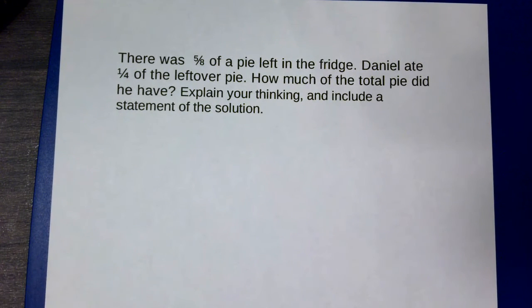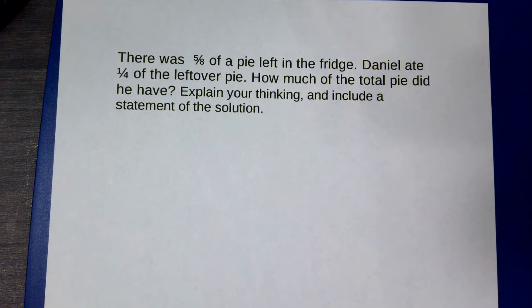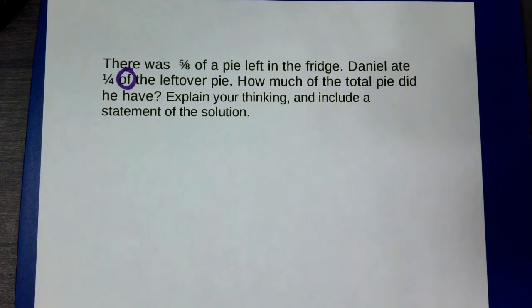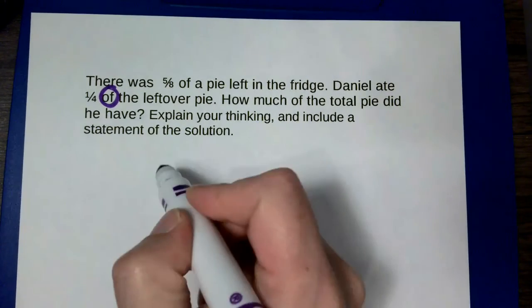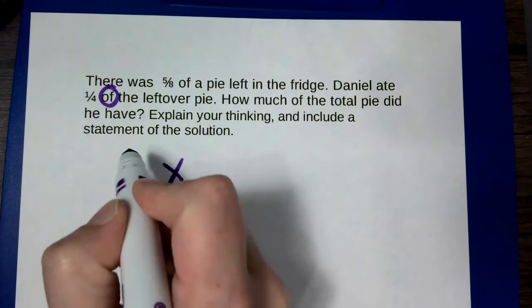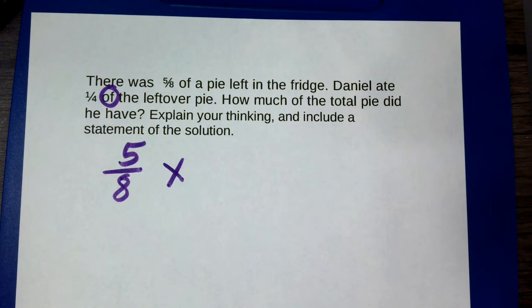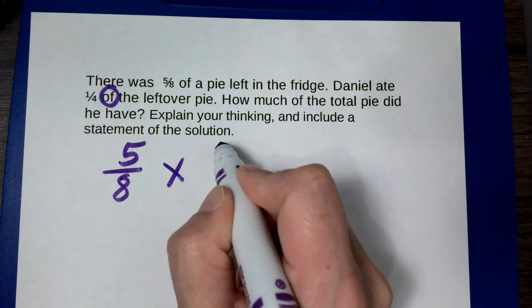Okay, there was 5/8 of a pie left in the fridge. Daniel ate 1/4 of the leftover pie. How much of the total pie did he have? Explain your thinking and include a statement of the solution. Okay, there's that critical word of. And I remember I told you in our introduction that the word of is most likely going to mean multiplication. So there was 5/8 left in the refrigerator, and Daniel ate 1/4 of that.